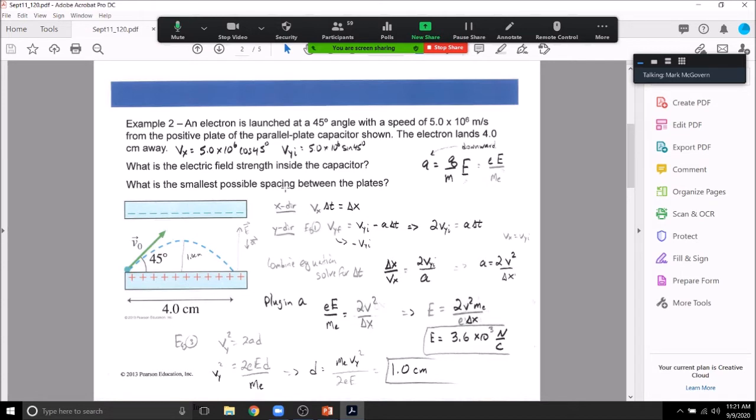So how will this thing behave? Well, the electric field is going to cause this thing to go up, right?